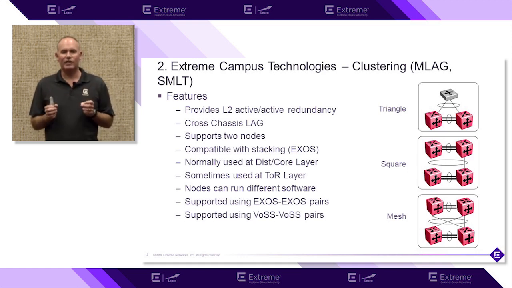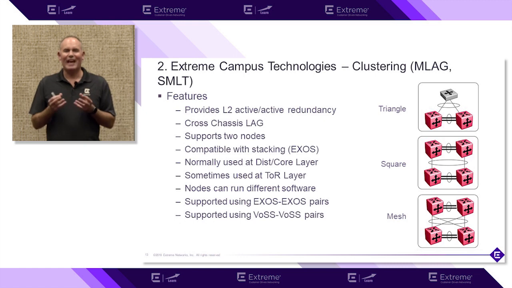With switch clustering, you can only have 2 switches in a cluster. Unlike stacking that supports 8, it has to be configured in pairs of switches. Also note that switch clustering is not compatible between the XOS and the VOS switches. So when we're clustering switches together, we must cluster 2 VOS switches or 2 XOS switches, not a VOS switch and an XOS switch. It simply won't work.